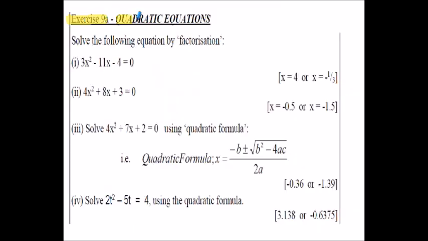Exercise 9a is solution of quadratic equations. I would encourage you to attempt these questions before reviewing the solutions on the following slides. Questions 1 and 2 require solutions using factorisation, and questions 3 and 4 require solutions using the quadratic formula. The quadratic formula is x is equal to minus b plus or minus the square root of b squared minus 4ac, all divided by 2a. Answers are given in the brackets on the right hand side.